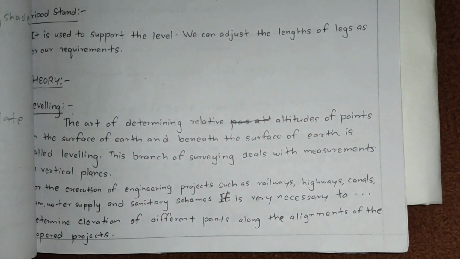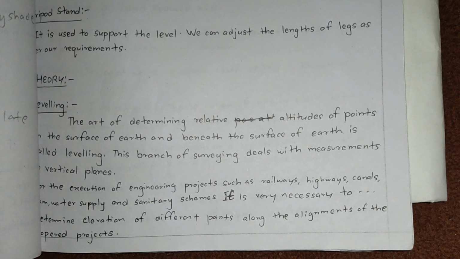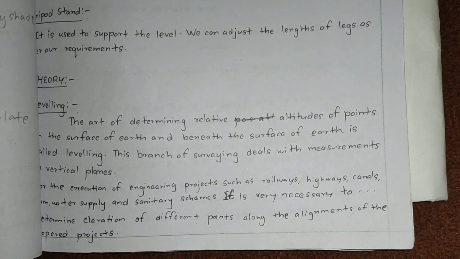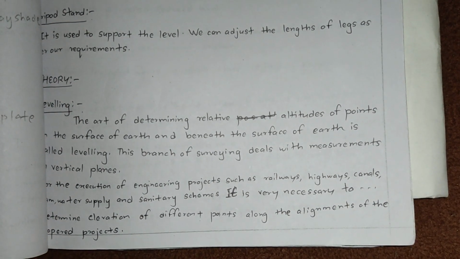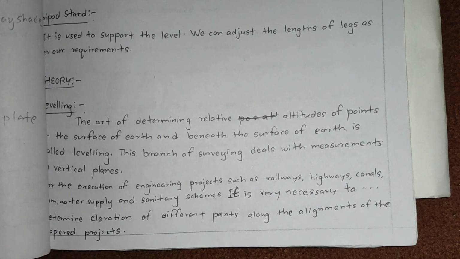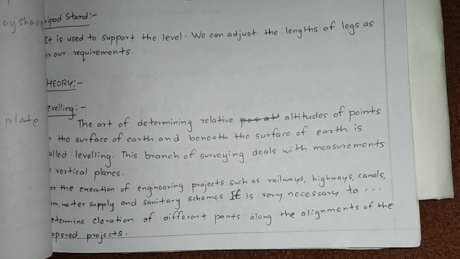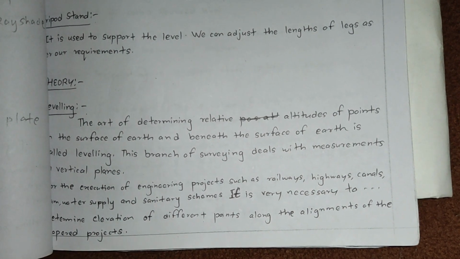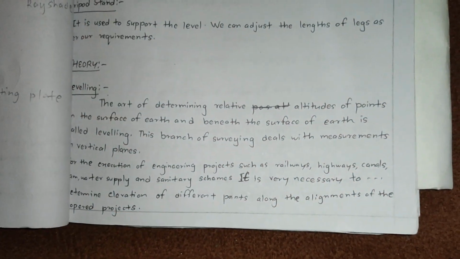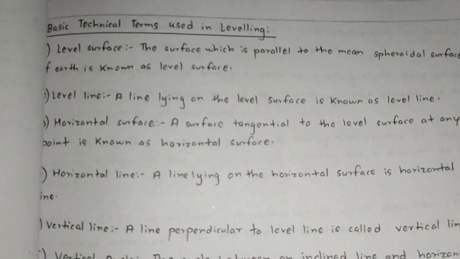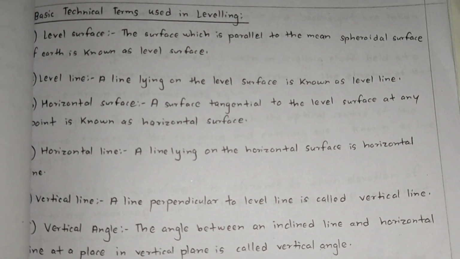The art of determining relative altitudes of points on the surface of the Earth and beneath the surface of the Earth is called leveling. It is the branch of surveying that deals with measurements in a vertical plane. For the execution of engineering projects such as railways, highways, canals, dams, water supply, and sanitary schemes, it is very necessary to determine the elevation of different points along the alignments of the proposed projects.